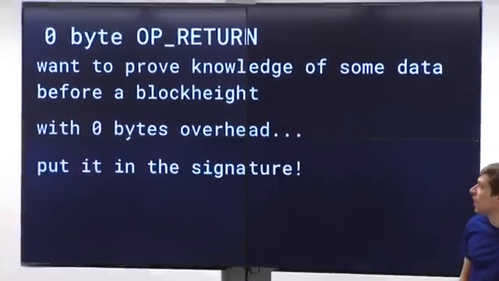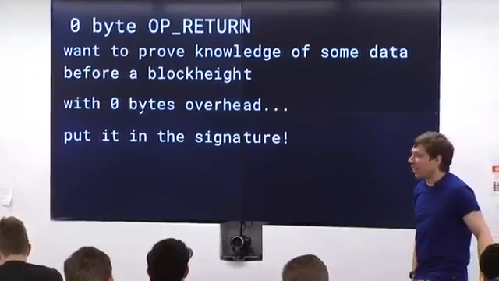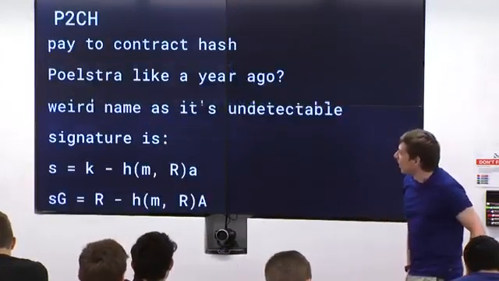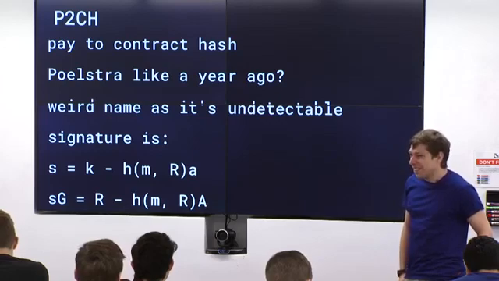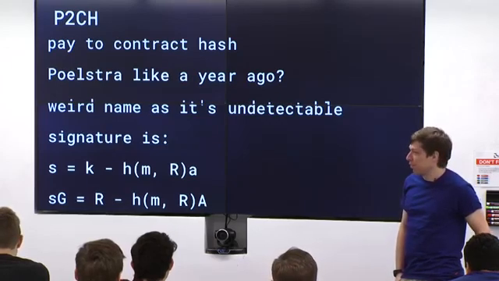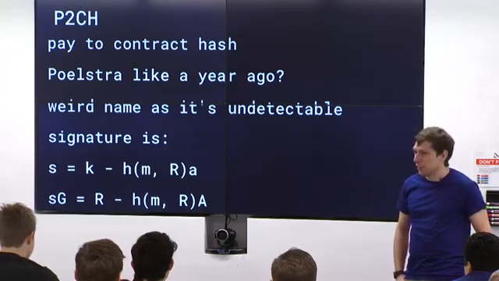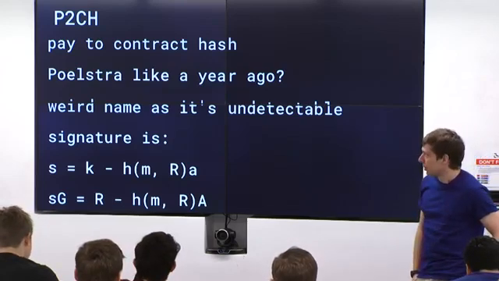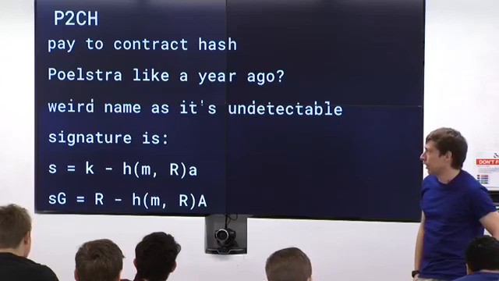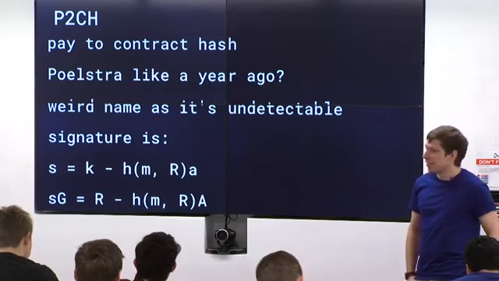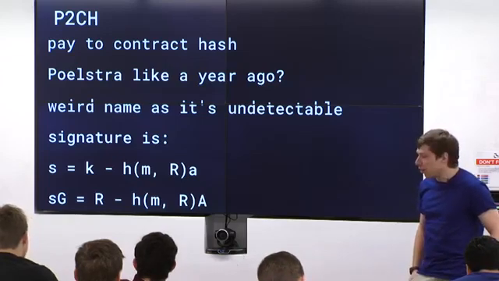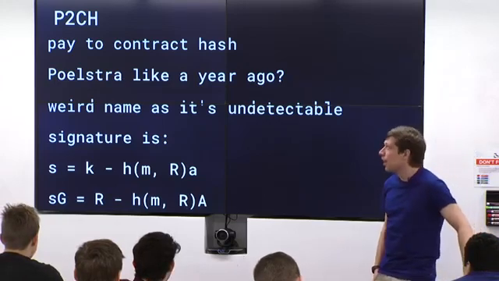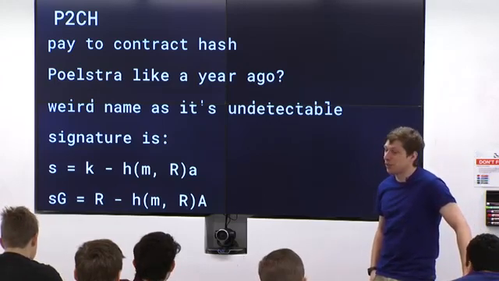Okay, it's not obvious. You put it in the signature. And this was not obvious, and no one thought of this until a year or two ago. I think it was Andrew Poelstra, but I could be wrong, but I just associate it with him because he worked on it. But I'm not 100% sure. And he called it pay-to-contract hash, which is confusing. It's not at all the same as pay-to-script hash. It's not at all the same as pay-to-pubkey hash, but it's called pay-to-contract hash, which makes it really confusing.